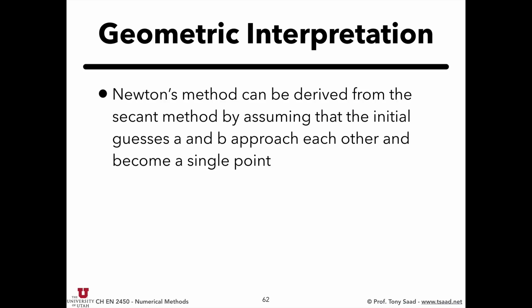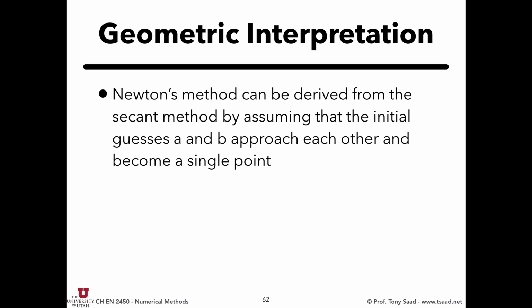Now, there's a geometric interpretation for Newton's method. If you're confused about the Taylor series, or you don't like that derivation where we truncated things, we can derive Newton's method using geometric arguments. You will see that this is a variation of the secant method. We're going to apply the same methodology as with the secant method, but instead of taking two points A and B as our initial guesses, we're going to shrink those points, bringing them closer and closer to each other until they become one point.